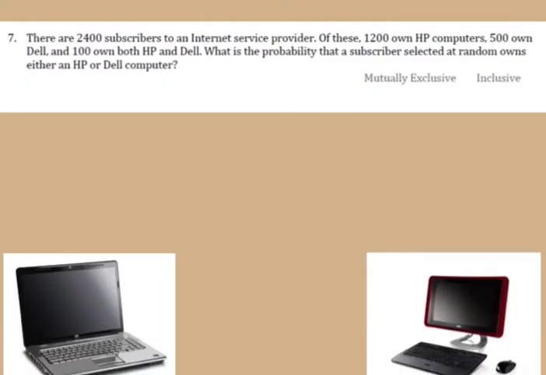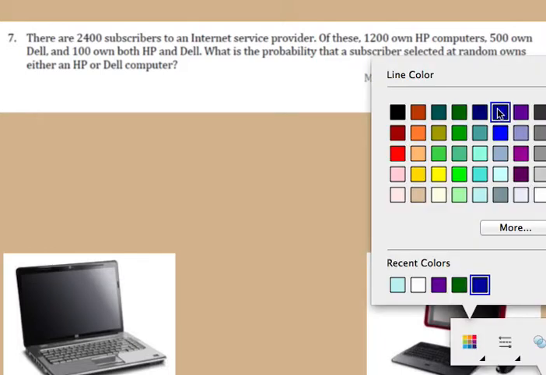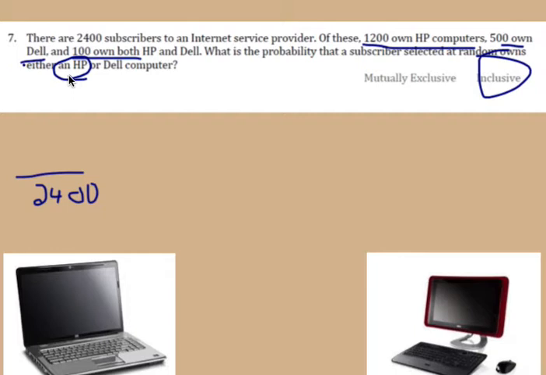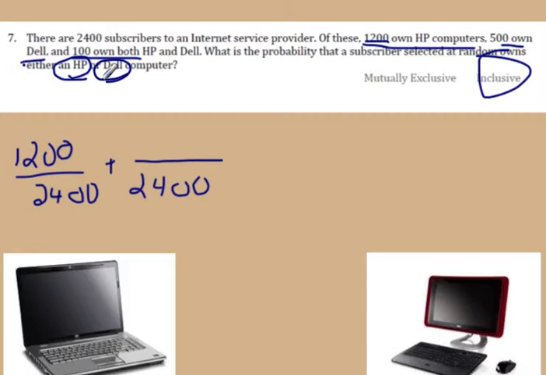Now, let's take a look at number 7. There are 2,400 subscribers to an internet service provider. Of these, 1,200 own HP, 500 own Dell, and 100 own both. Okay, there's that both thing again. So since there is a both, then I know that this is an inclusive event. So we have 2,400 subscribers. So to start off with, I want to figure out how many of them own an HP. So there's 1,200 people that own an HP. Then I'm going to do the next one again, and I want to figure out how many own a Dell. And that's going to be 500.